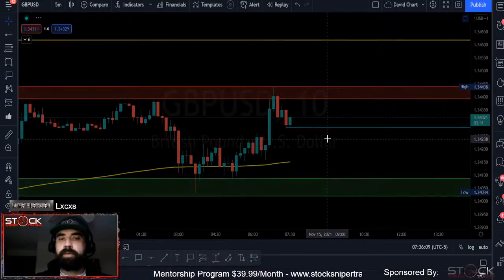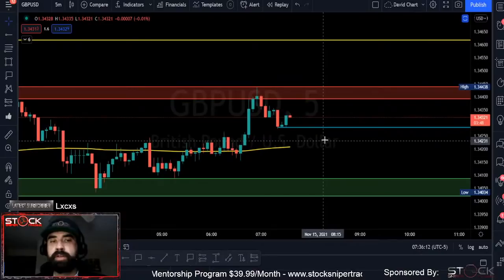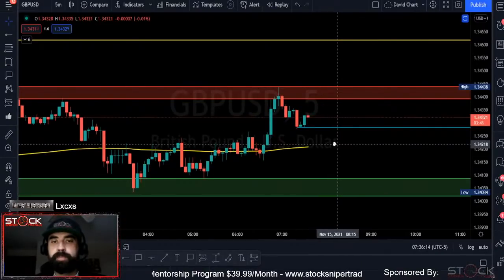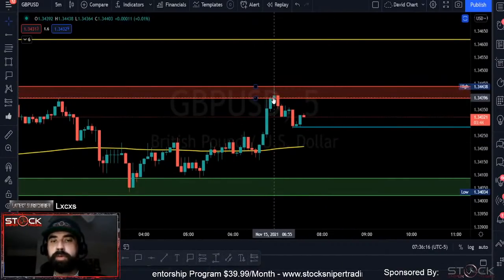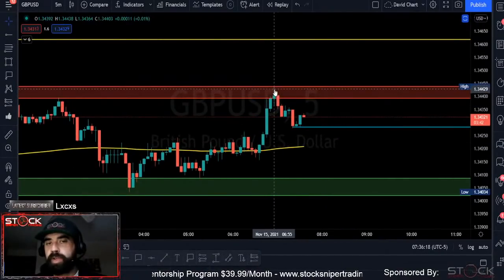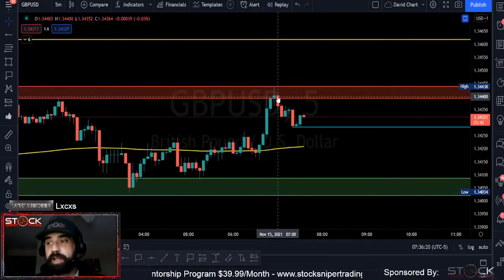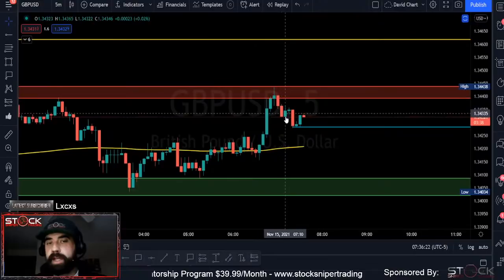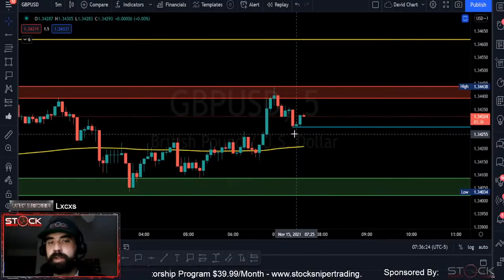So then we have now our 5-minute time frame, okay? Pushing, a little bit of a spinning top candle here, closed indecision, then sellers took over, and now we're walking our way down.